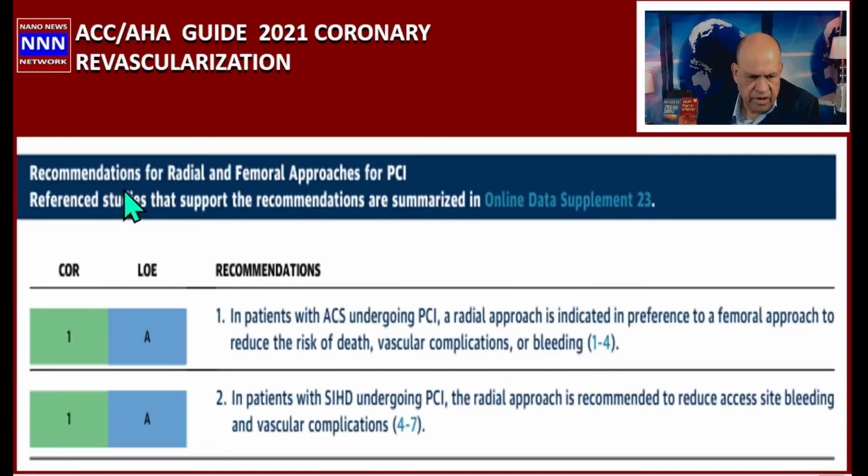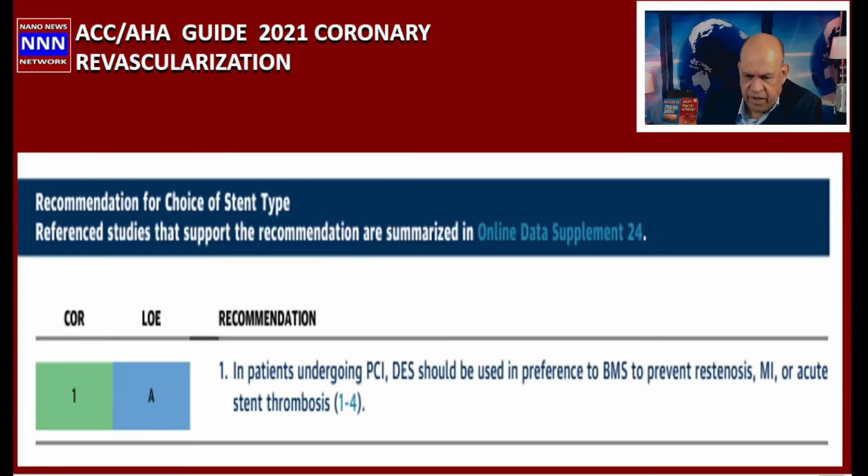All right. Recommendations of radial versus femoral approach for PCI. These class 1 indications in patients with acute coronary syndrome undergoing PCI, radial approach is indicated in preference to femoral approach to reduce the risk of death, vascular complications, and bleeding. Stent type, again, stent type depends upon the urgency of the procedure and any interventions or procedures coming up in the first month, third month, 6 months, or 1 year after the stent placement.